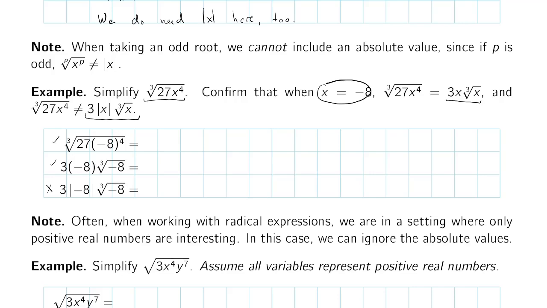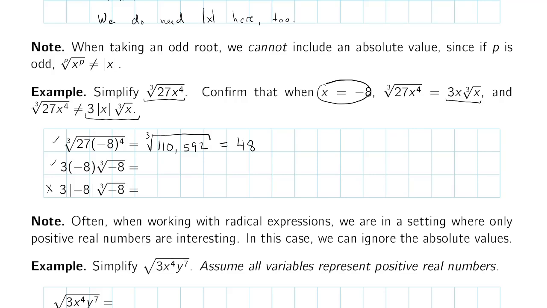Now, the hardest part of this whole process is going to be working out 27 times negative 8 to the fourth power. We'll use a calculator for that. This is the third root of 110,592. Fortunately, we can use a calculator to take the third root of that number as well. And we get the much nicer number, 48. Okay, so far so good.